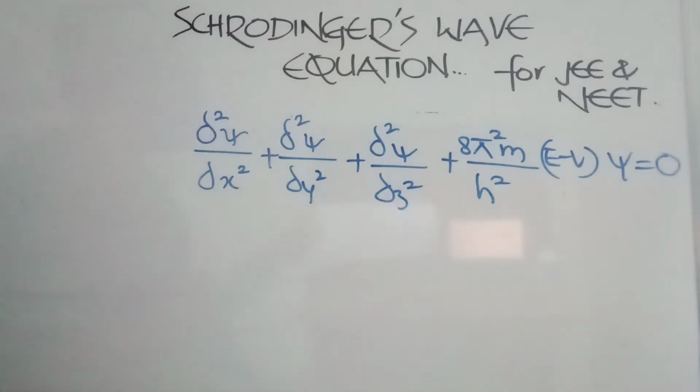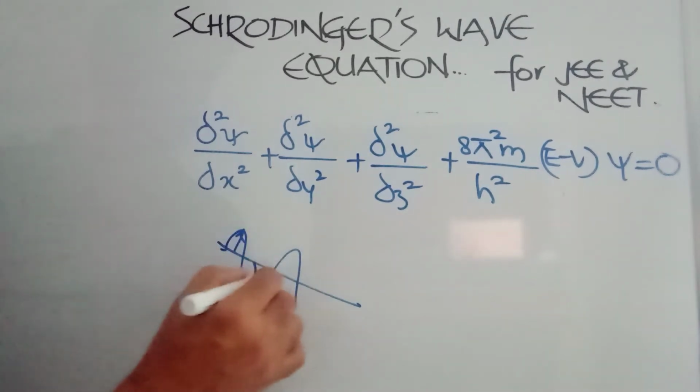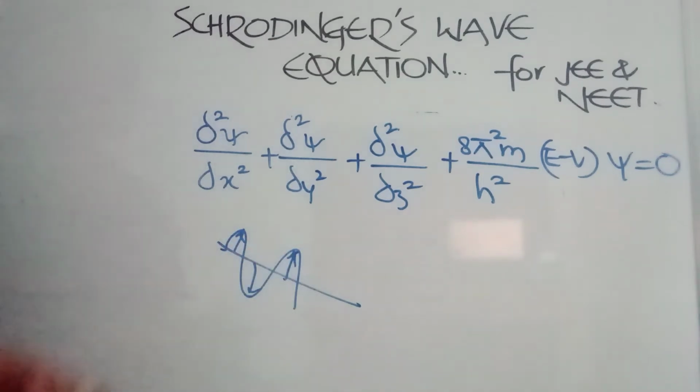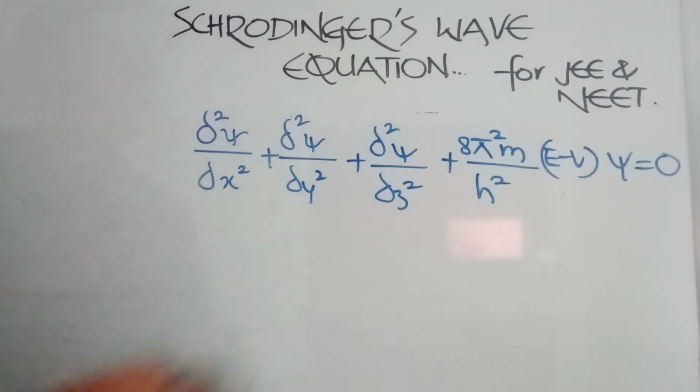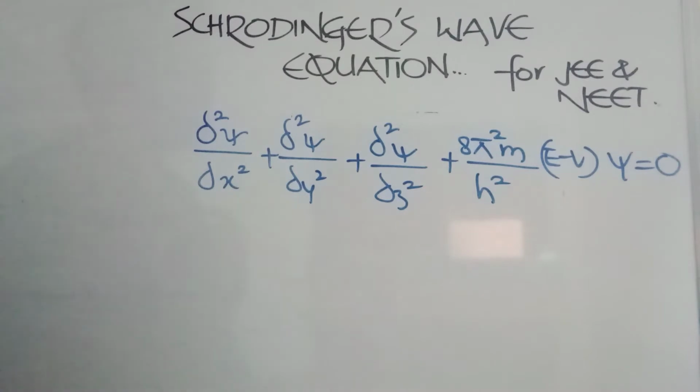Psi has no physical significance except that it shows the amplitude of the electron wave function. When we discuss the electron wave function, we say this is the amplitude, the height of the crest or depth of the trough. This amplitude is nothing but psi, the wave function. E is the total energy of the electron, and V is the potential energy of the electron. So E minus V will be the kinetic energy.